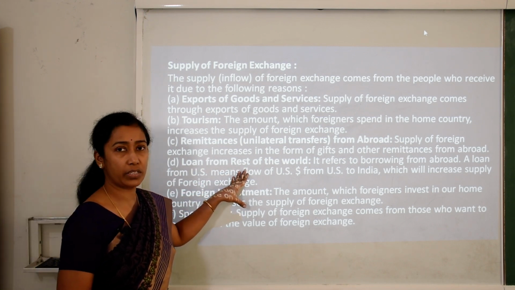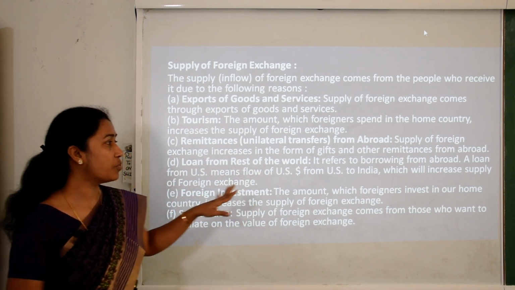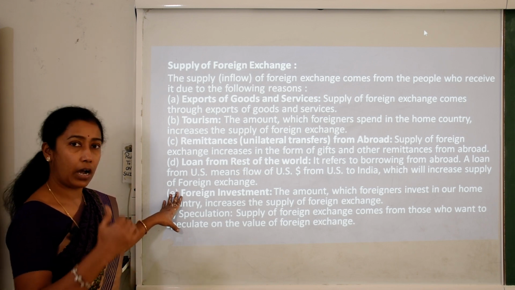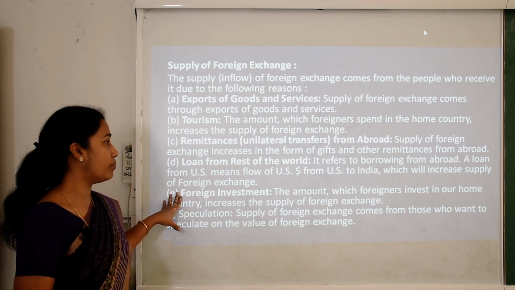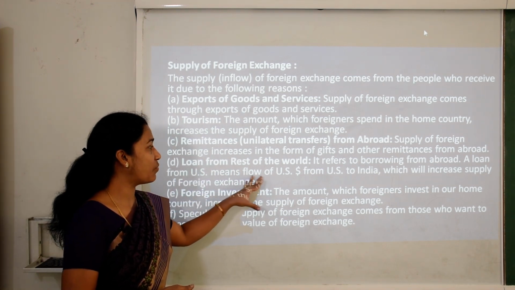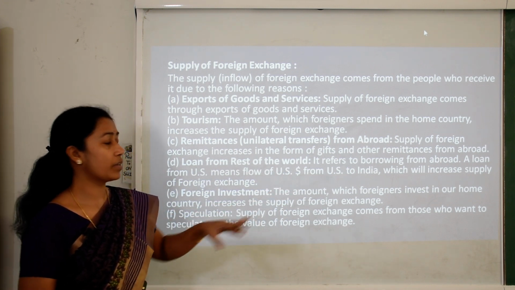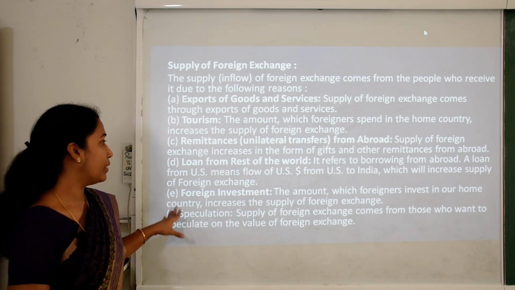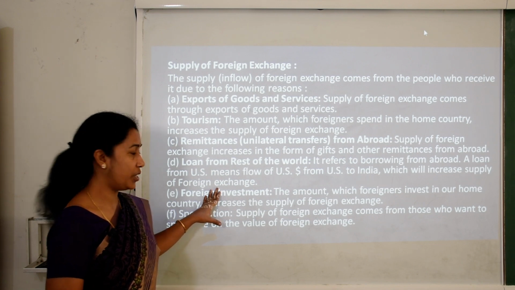Fourth is loan from rest of the world. It refers to borrowing from abroad. When people in our country borrow from abroad, a loan from the US means a flow of US dollars from the US to India, which will increase the supply of foreign exchange.